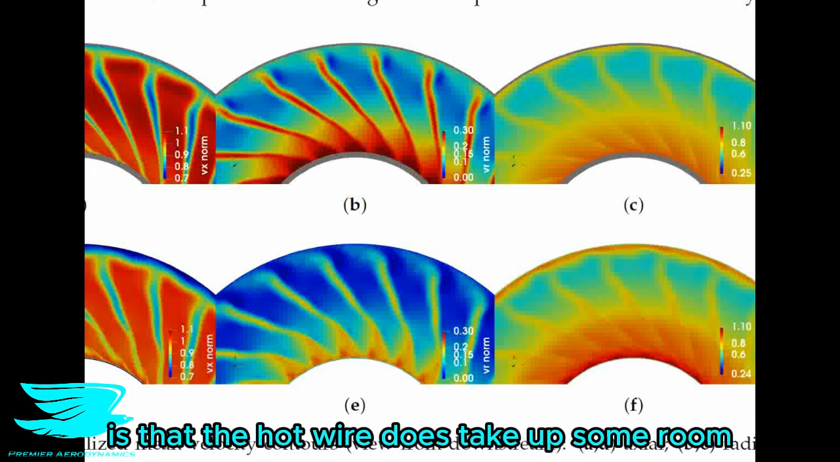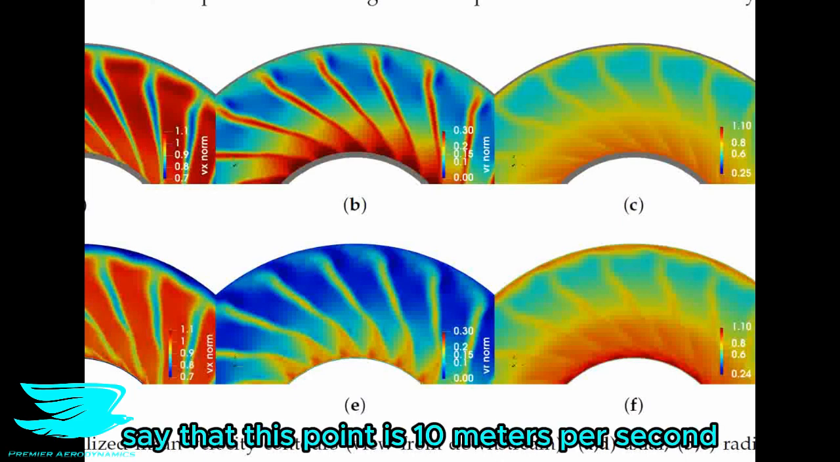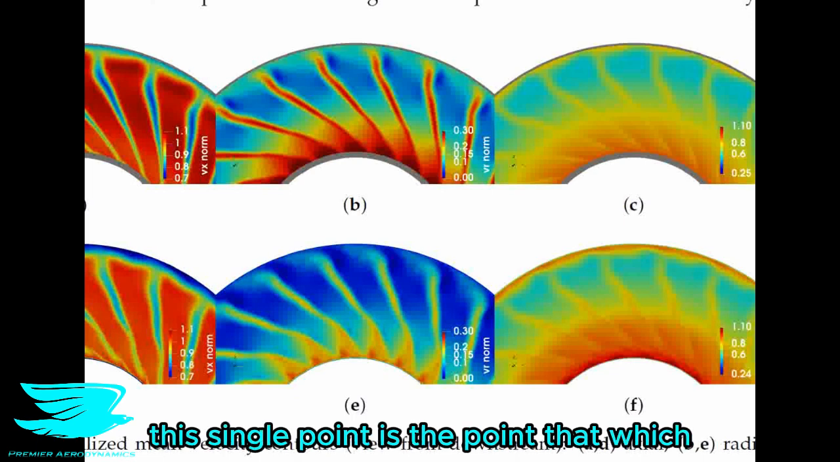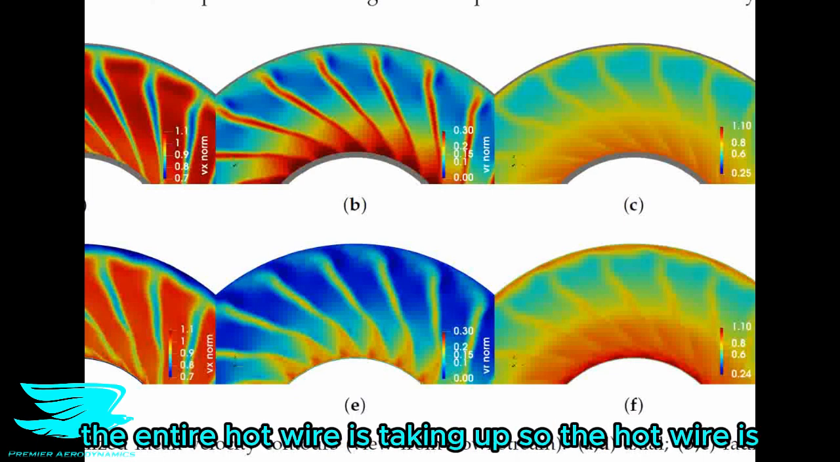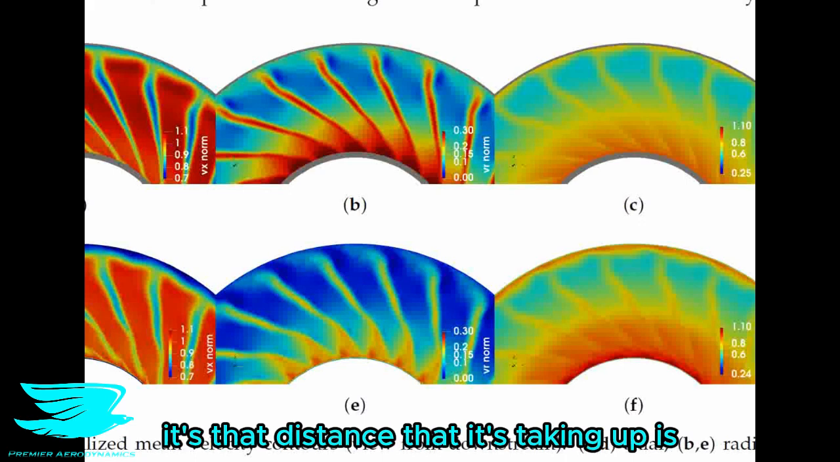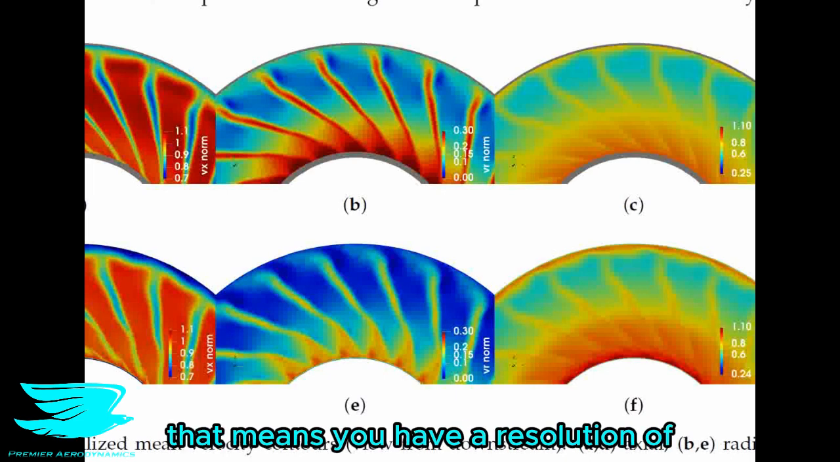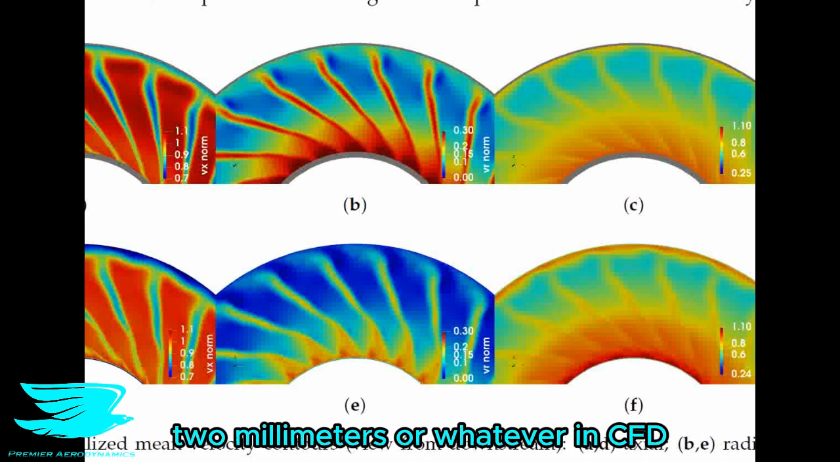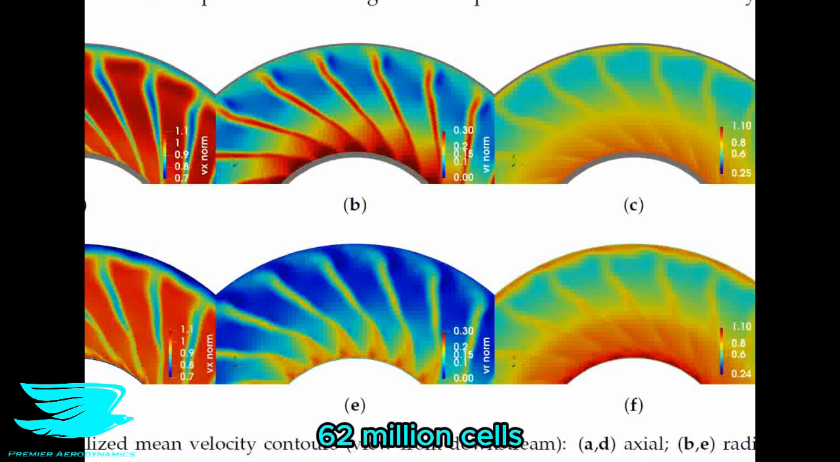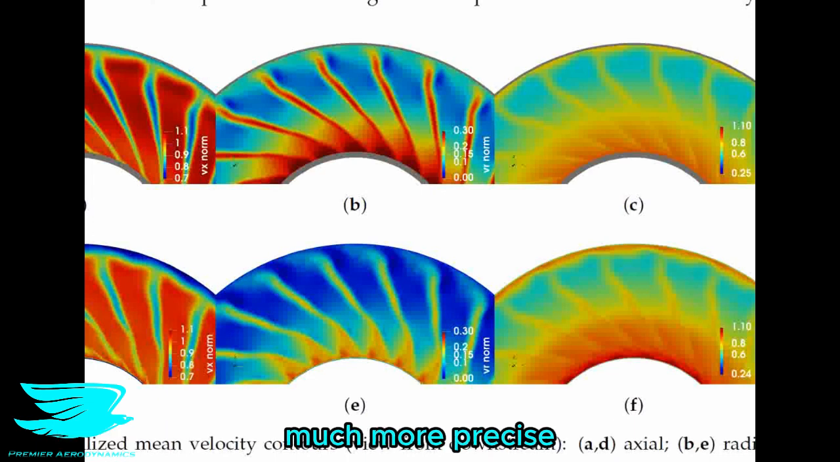Another thing too is that the hot wire does take up some room. When you say that this point is 10 meters per second, you're not really saying that it's this single point. It's the point at which the entire hot wire is taking up. So if the hot wire is 1 millimeter or 2 millimeters in length, it's that distance that is this temperature or this velocity of 10 meters per second or whatever. Now in experiments, that means you have a resolution of 2 millimeters or whatever. In CFD, with 62 million cells, you're going to have a much finer grid. Hence, the readings are going to be much more precise, and we're going to get much more resolved data, like the imagery here.